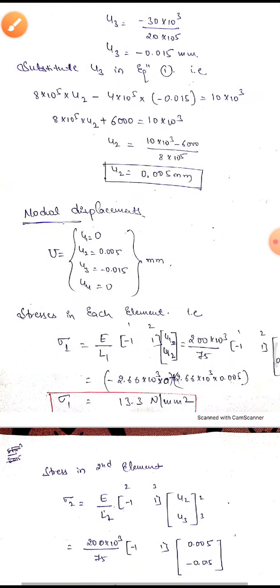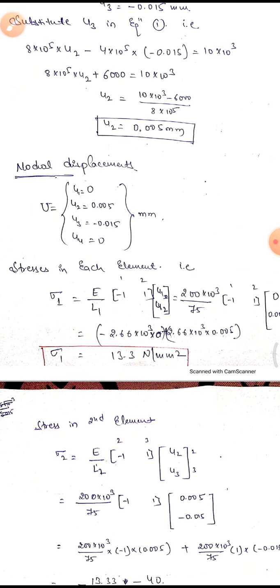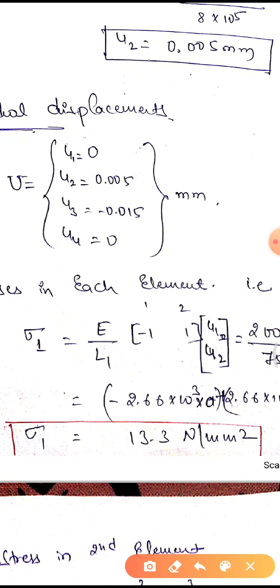Once we find the displacement at each node, next we need to find the stresses in each element, which is asked in the problem. So stress can be found by using this formula. Since we have three elements, we need to find three stresses, meaning the stress in each element.